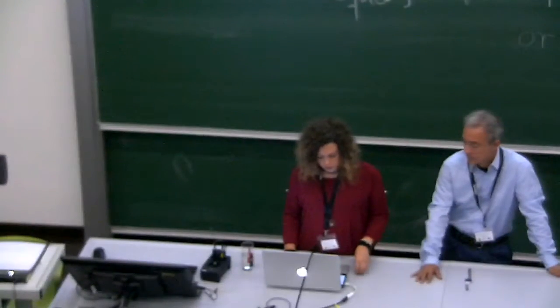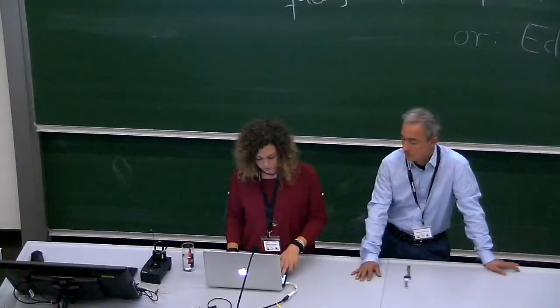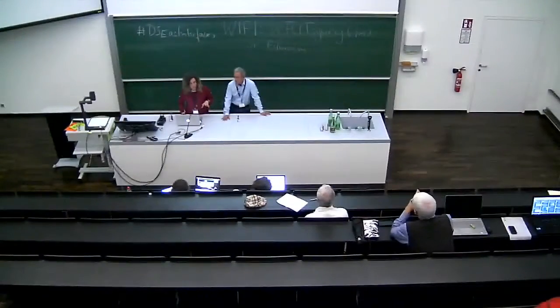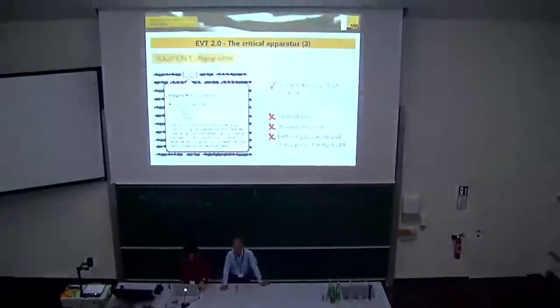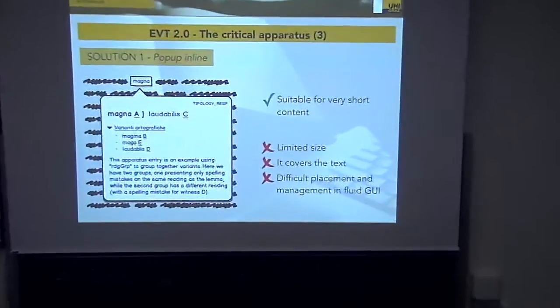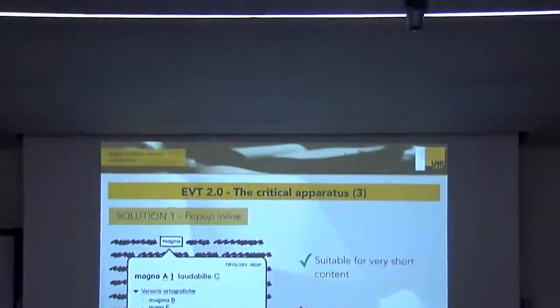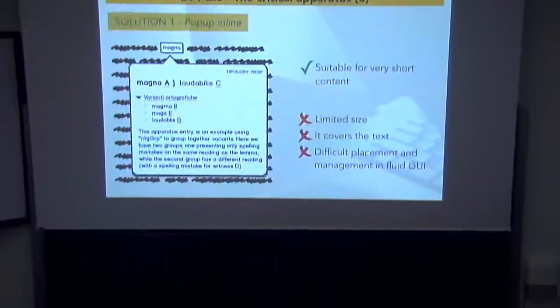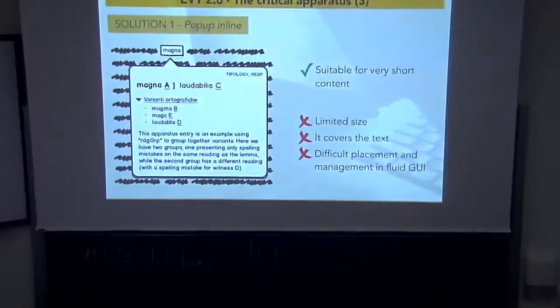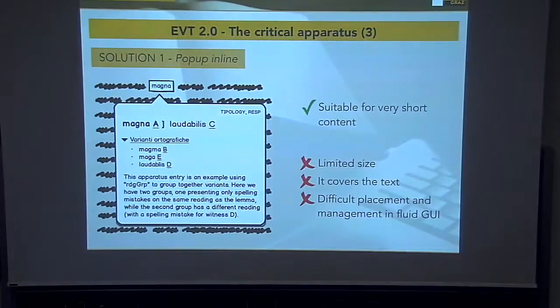The main problem in this case was the definition of the effective layout and the placement of these apparatus. So we tried different solutions before arriving at the, for the moment, final one. A first solution was an inline pop-up that stays raised above the text, where all the contents are divided into different sections. This solution has been discarded because the available space is in fact quite limited, especially if you want to add more content than usual. Moreover, it covers the text, so it forces the user to see and read only either the apparatus or the text, and not both simultaneously.